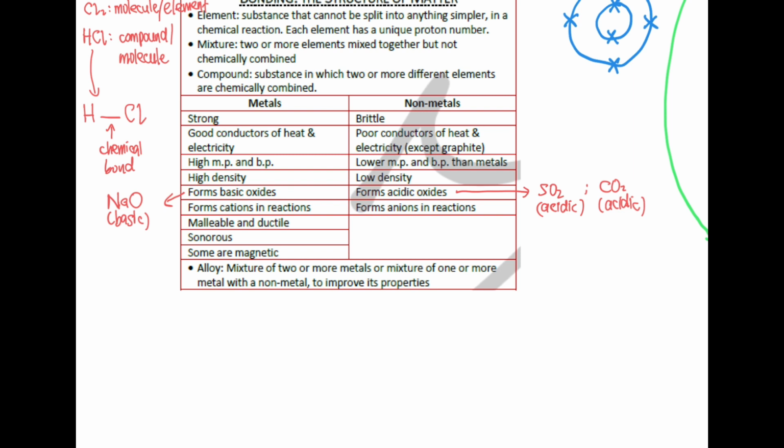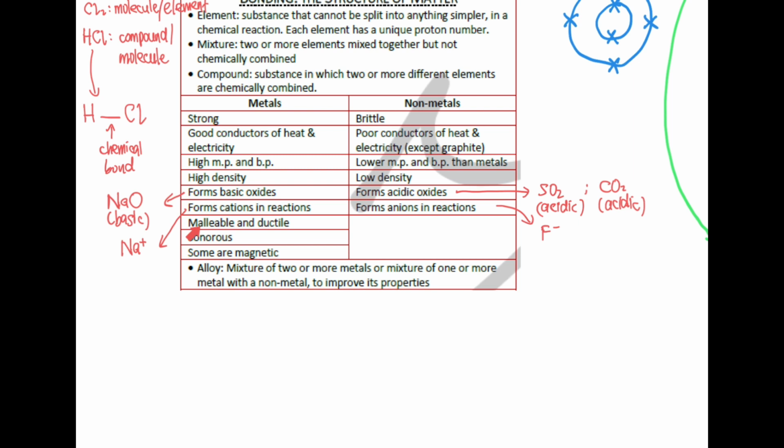Now let's see the next one. Metals form cations in reactions. Forming a cation means forming positive ions. For example, sodium forms a sodium positive ion, this is a cation. Compared to that, non-metals form anions, for example fluoride.